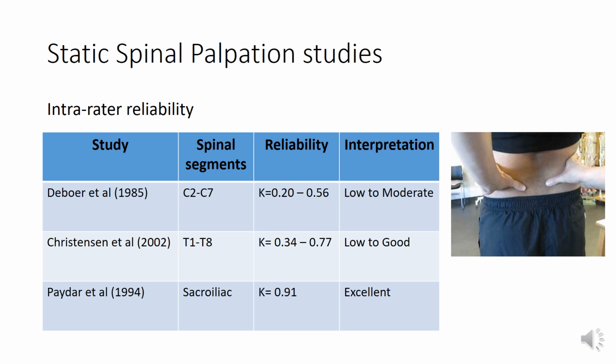Now, coming back to the static spinal palpation studies, we'll first look at intra-rater reliability of this technique. The 3 studies here are arranged according to the spinal segment being investigated. As you can see from the kappa index, which is an index of reliability for categorical data, the intra-rater reliability is quite variable, ranging from low all the way up to excellent. It seems to suggest that the intra-rater reliability increases as we move down the spine.